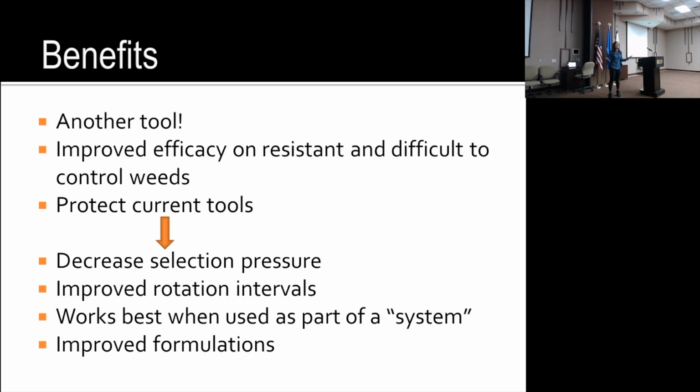So, just to say again, I'm excited too that we have another tool to, one, manage some of our herbicide-resistant biotypes, but also to manage some of our just difficult to control weeds. I like Todd's slide on that not everything is about resistance. There are some other complications that we have to deal with as well. Protect our current tools. Dr. Bauman ended on that. And then at the end, what are we trying to do? We're trying to decrease our selection pressure for herbicide resistance, improve some of our rotation intervals to sensitive crops.